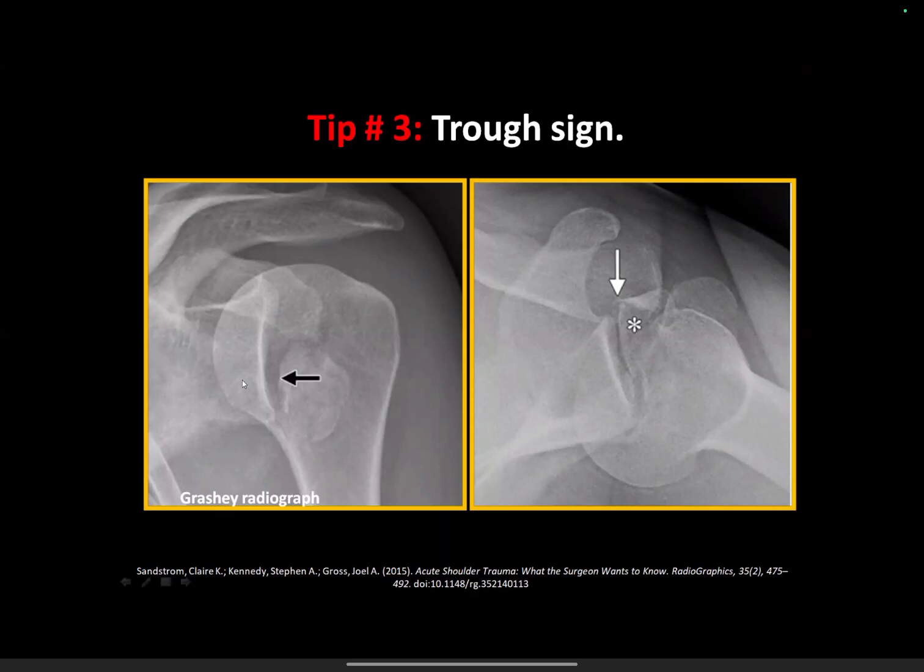As you can see, this is a Grashey view. When we obtain a Grashey view, we should have no overlap between these bones. But as you can see in this example, there is overlap between the humerus and the glenoid. Basically, we're dealing with something abnormal. Not only that, we see another vertical line anterior to the glenoid, and that's basically the displaced fracture of the anteromedial aspect of the humeral head, which we call the reverse Hill-Sachs lesion, or the trough sign.